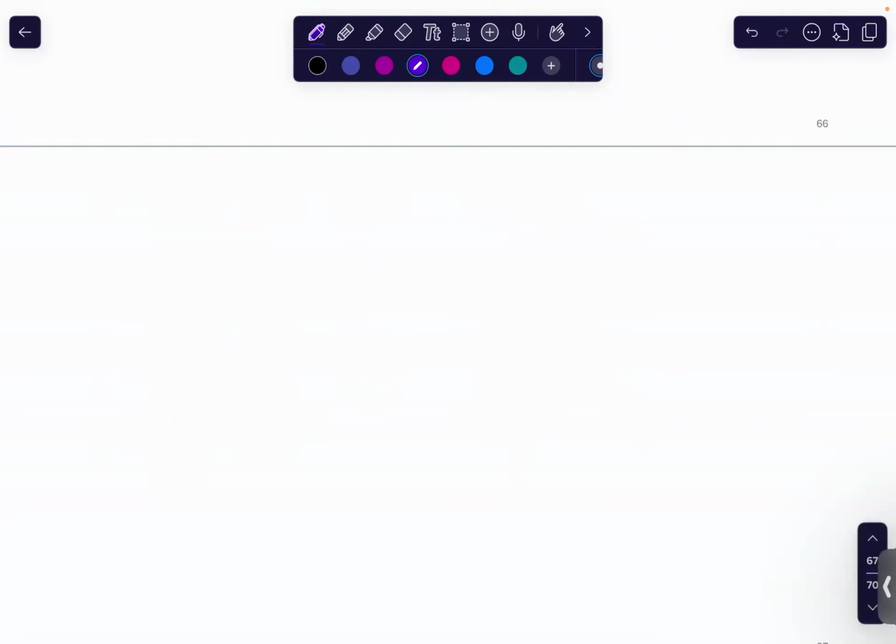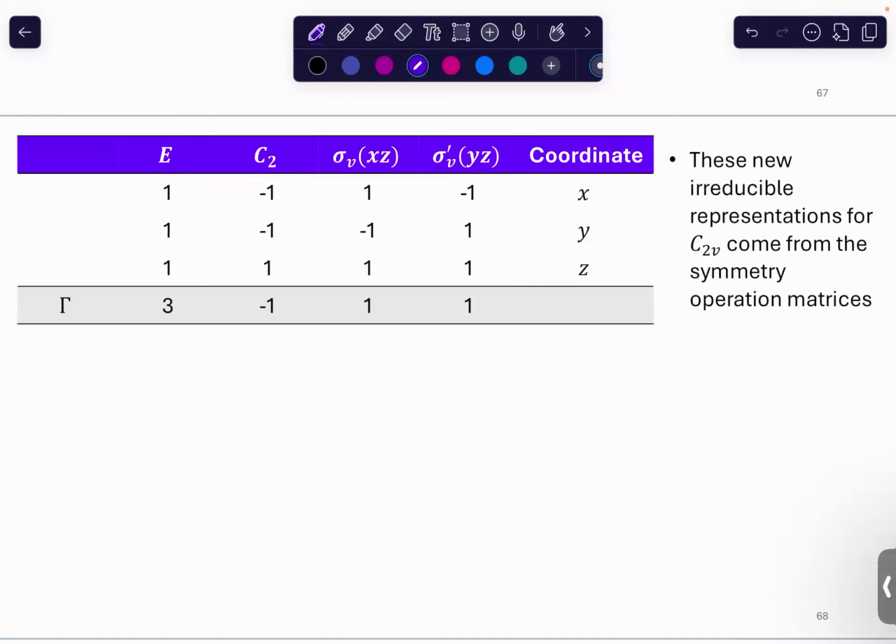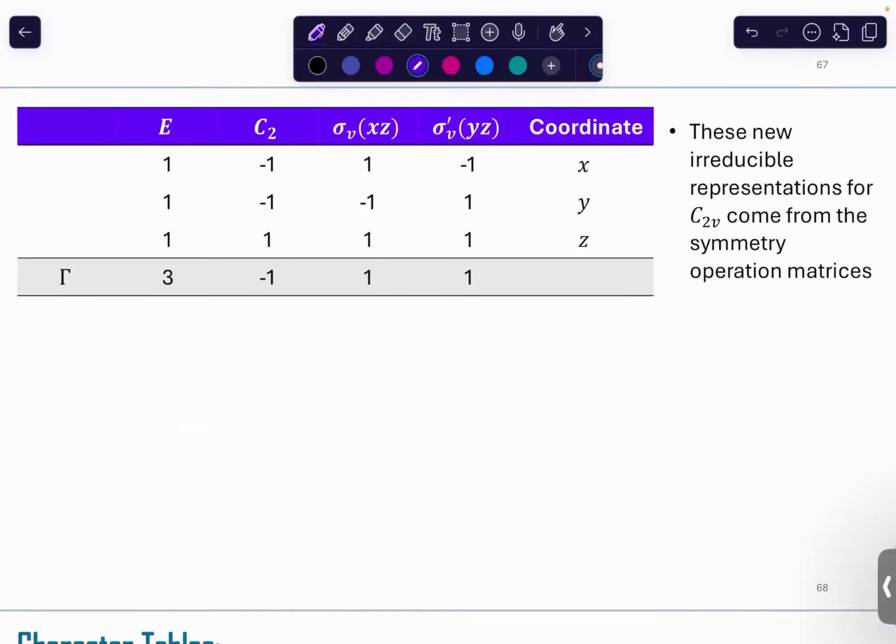All right, so you see the reducible at the bottom. And then up top, you're going to start to see irreducible representations. And so let's think about where these come from. Let's look at our C2 matrix. I'll go ahead and put up sigma v as well.